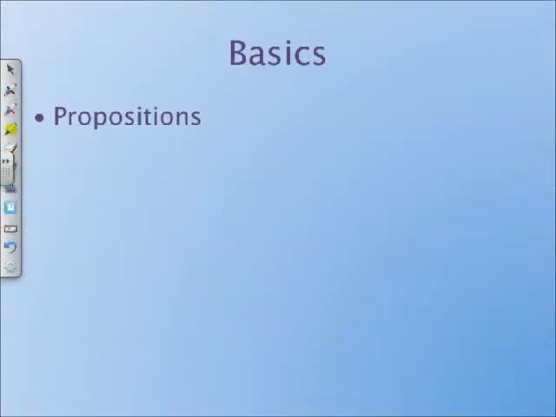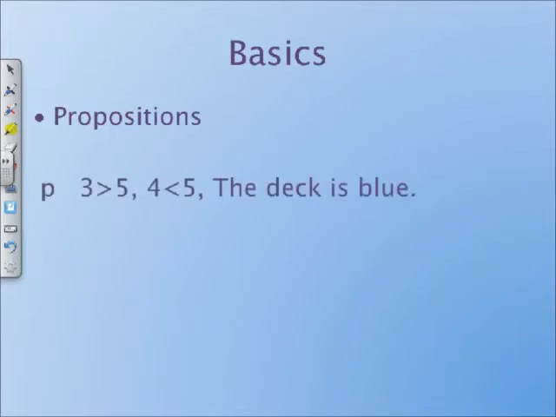This is Group A7 in EECS 203, Winter 12, and we'll be talking about quantified logical expressions, predicates, quantifiers, and English translations. First, we start with a proposition, the basics. Propositions are statements that have a definite truth value. Examples are 3 is greater than 5, 4 is less than 5, and the deck is blue. We notice that 3 is greater than 5 is false, but is still a proposition because it has a definite truth value.